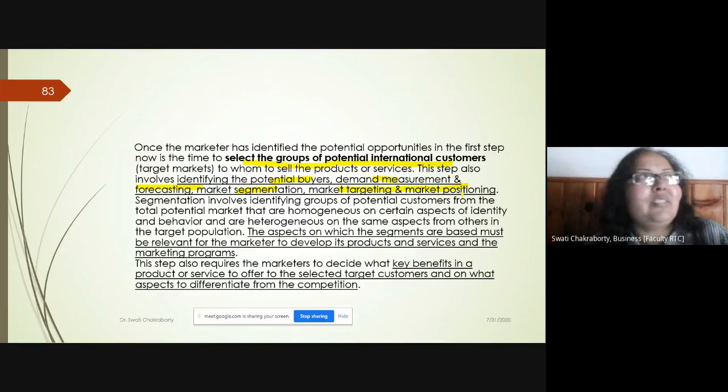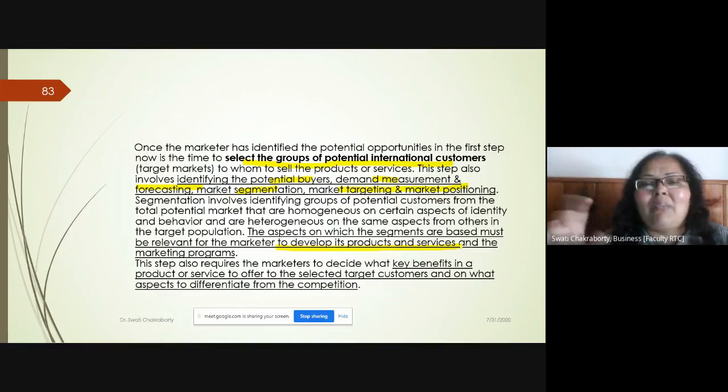It should be relevant, where you can, that the products and services you're developing should match the target group, right? And this also helps in deciding what the key benefits of the product or service are that can be given to the selected target customers, and how to make it different from the competitors, right?